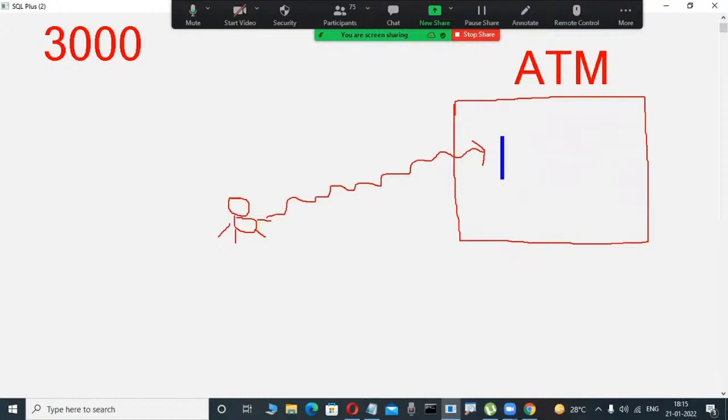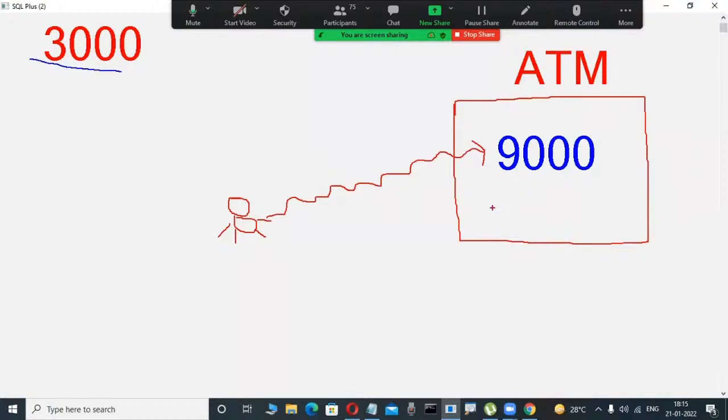Whenever I insert the ATM card, after that it will ask me to enter the amount. In that case, maybe unfortunately, I mentally decided to withdraw 9,000 rupees. Now as I try to withdraw 9,000 rupees, am I getting 9,000 rupees? No. Here my balance is 3,000, but how can I get it? Okay, so 9,000 rupees is impossible.